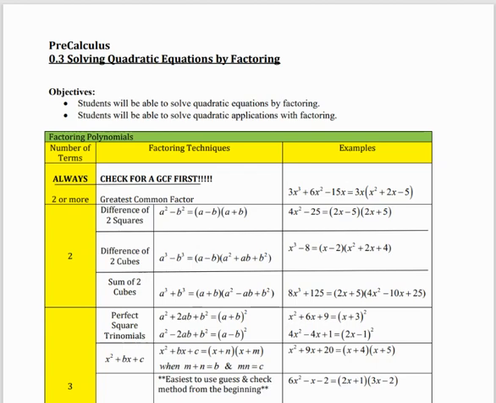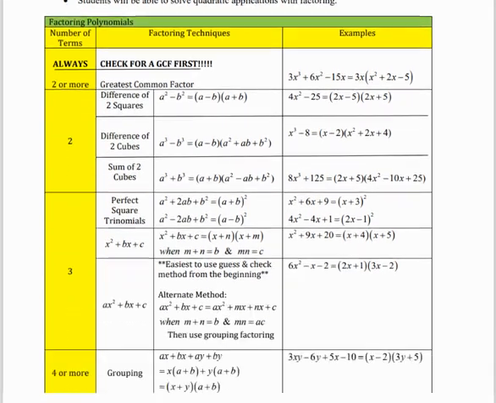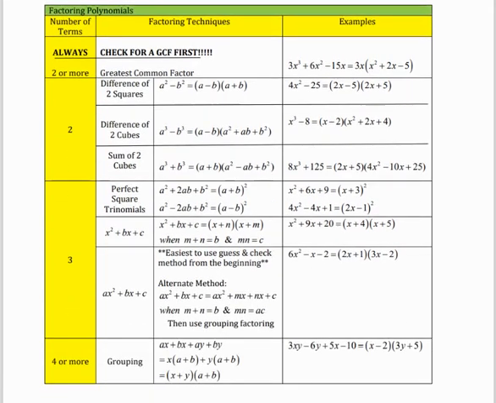Then if there are two terms, we have three different options. We have a difference of squares, a difference of cubes, and a sum of cubes. So recall, there's no sum of squares. Difference of squares, sum of cubes, and difference of cubes. Those formulas are listed as is.